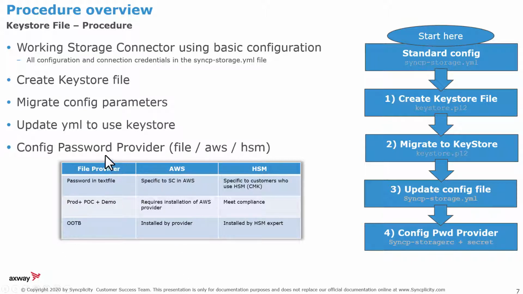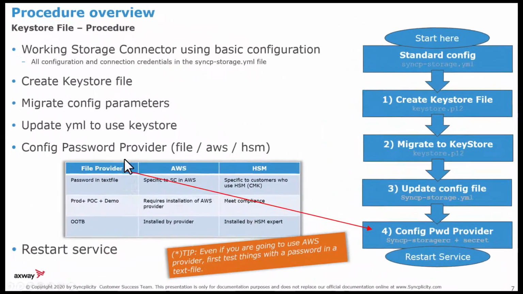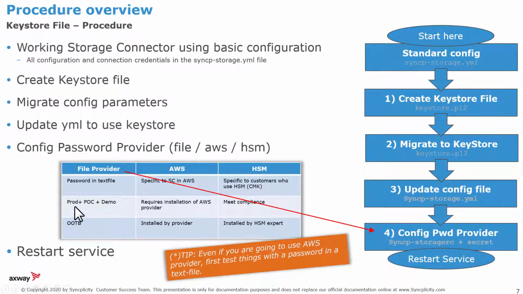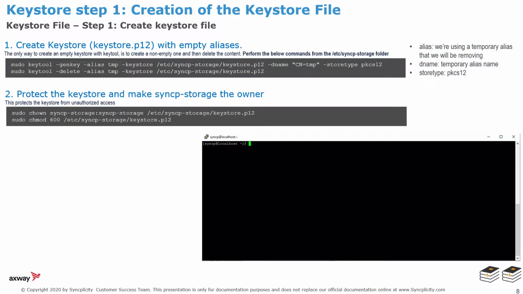We have several options: file provider, AWS provider, or an HSM. For our demonstration, we will use the file provider with a password in the text file. This is okay for demonstrations, POCs, and productions because it still protects all the sensitive data from unauthorized people. It is also out of the box. Nothing special needs to be installed, in contrast to the AWS provider where you need the provider to install that for you. And if you're working with an HSM, we also recommend you to involve the HSM expert in the project.